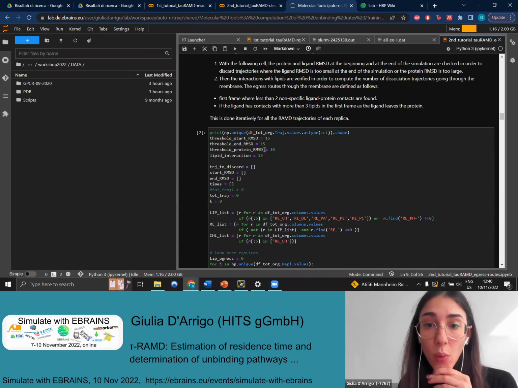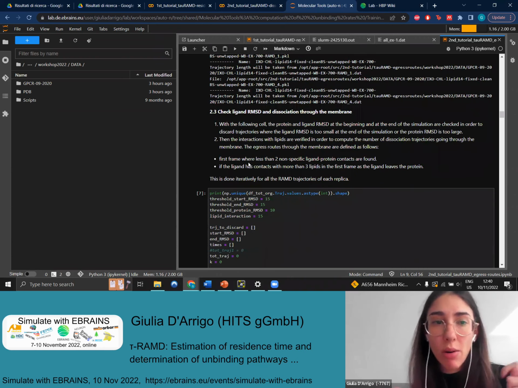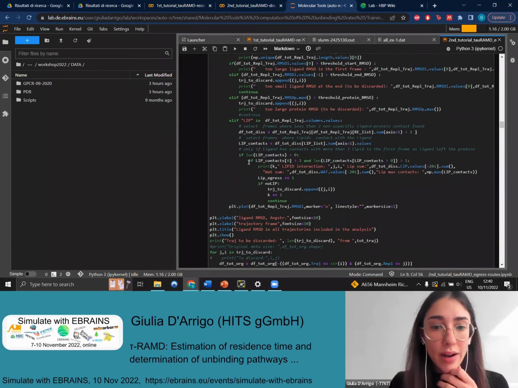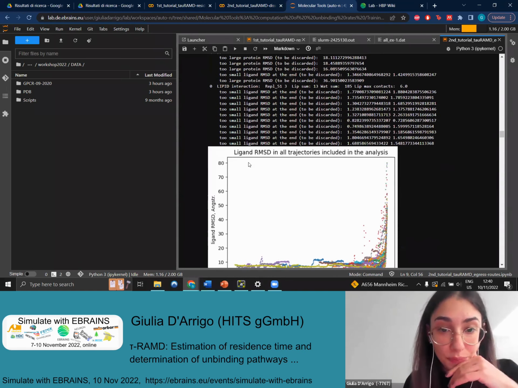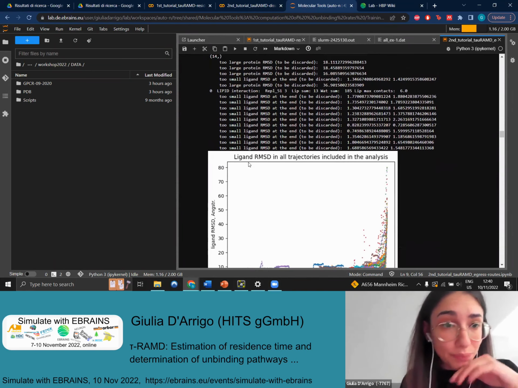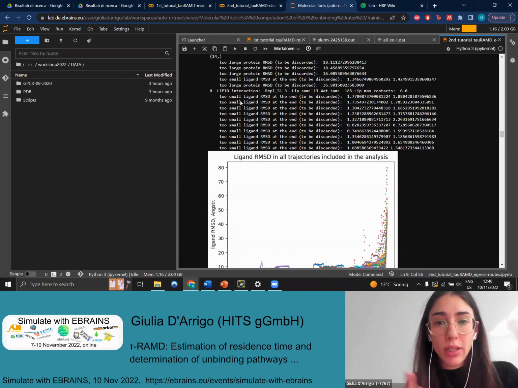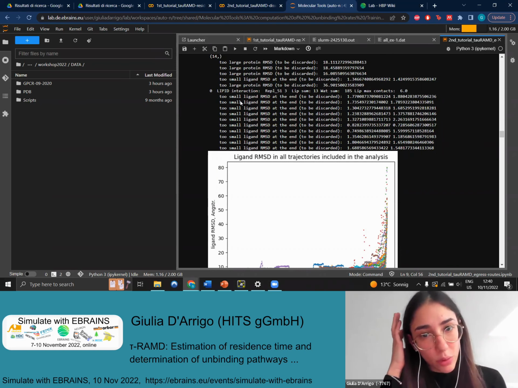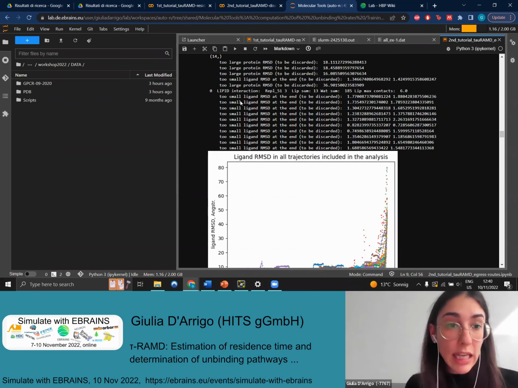and what we're going to do in step 2.3 is to check the ligand RMSD and the dissociation from the membrane. So we are going to discard all the trajectories where the ligand RMSD is too high or too small at the very beginning, or if the RMSD of the protein is too high, which means it's very flexible, and therefore we are not going to use those simulations. And we're also going to detect the egress through the membrane.